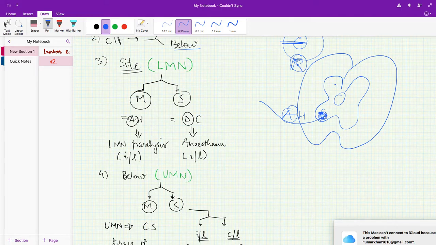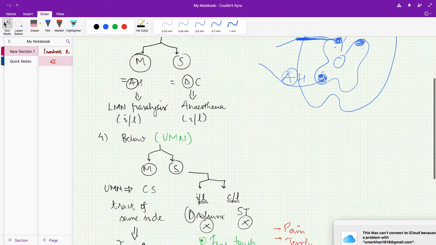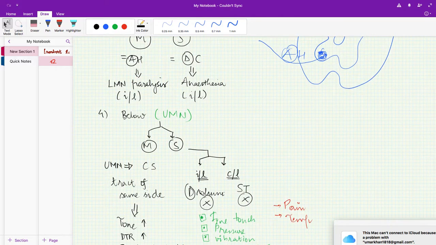Whereas in case of sensory, at the same site, there are dorsal columns. These dorsal columns present at that particular site of the lesion will be affected. Again, ipsilateral involvement. Why? Because dorsal columns ascend up, and only when they reach upwards in the medulla do they cross. So therefore the dorsal columns of the same side, at the site of lesion, will be going. So there will be ipsilateral anesthesia.